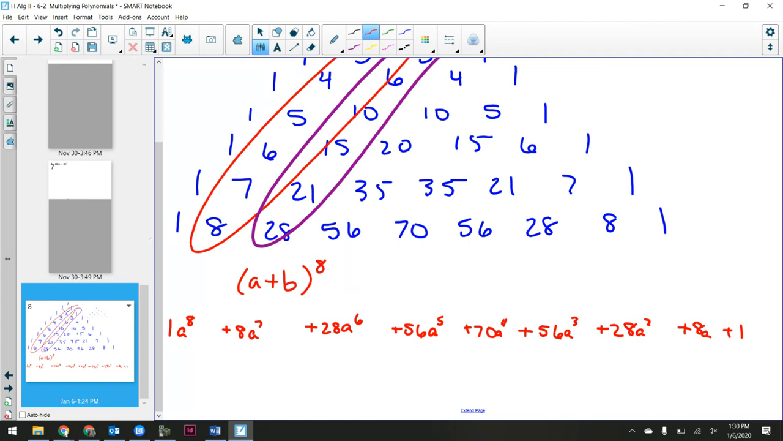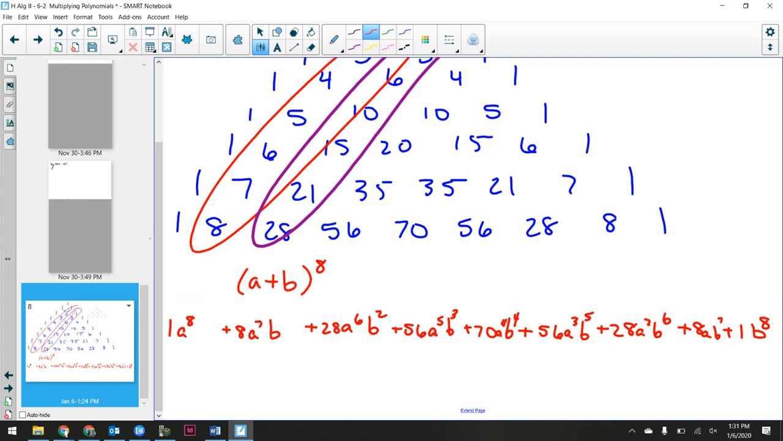Because the last term is going to have the second part of my factor raised to the highest power. So this is going to have b to the 8th all the way back here. And now I'm going to decrease it as I go to the left. So this is going to have b to the 7th, b to the 6th, b to the 5th, b to the 4th, b to the 3rd, b squared, b, and then it's gone. And that's the final answer. No multiplying, no adding like terms. That's it. That's pretty cool, right?